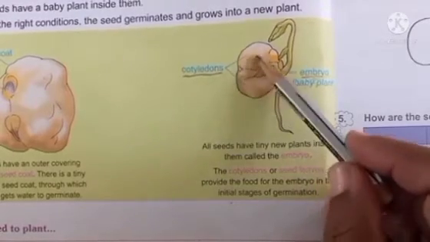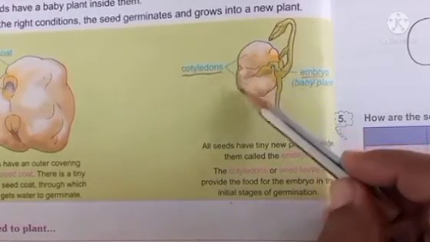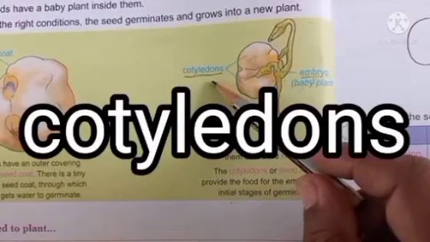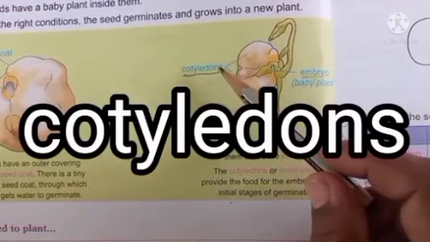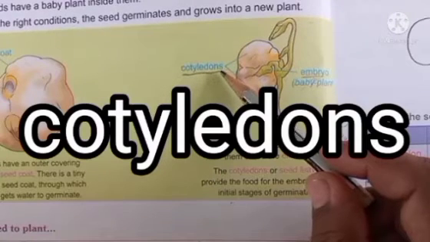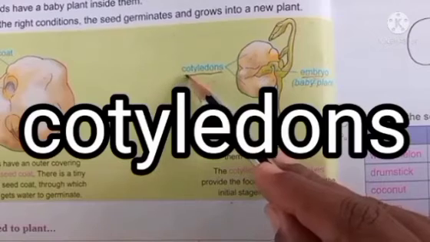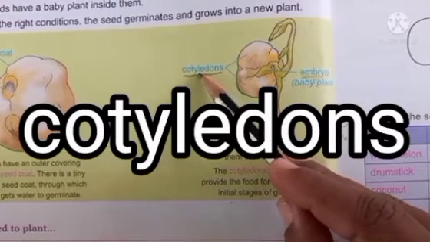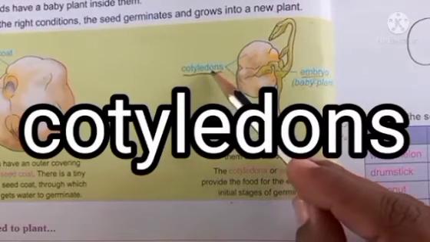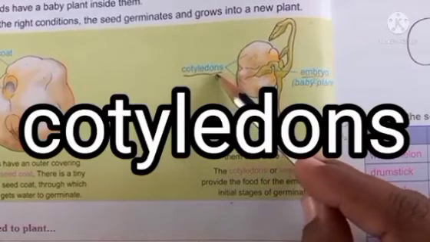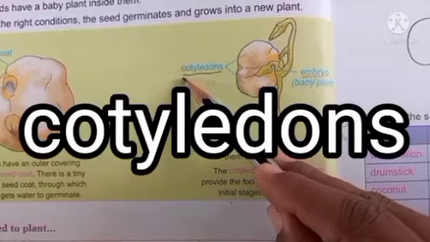Then the seeds. These are seed leaves. They are called cotyledons. Say once again, cotyledons. Spell after me: C-O-T-Y-L-E-D-O-N-S. Cotyledons.